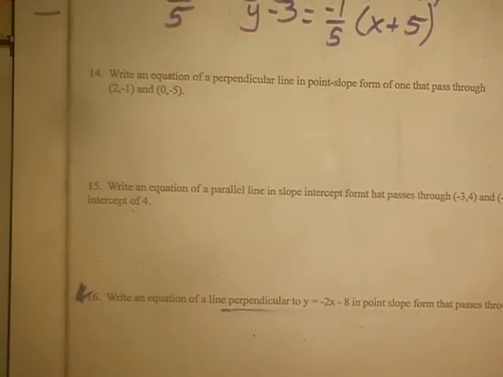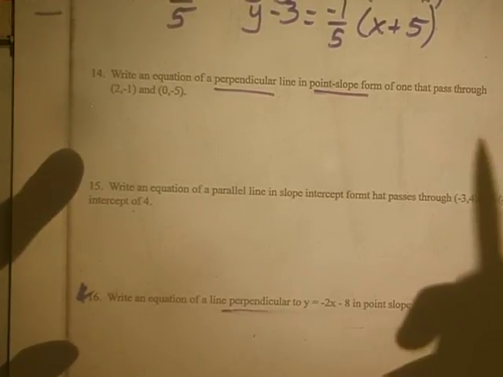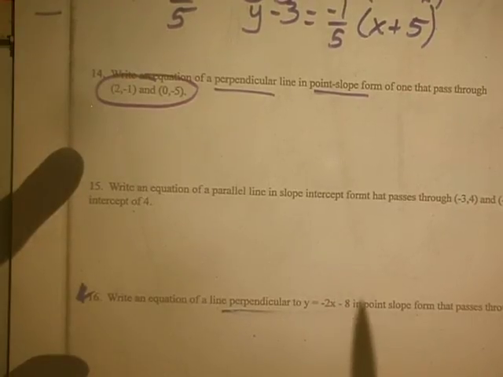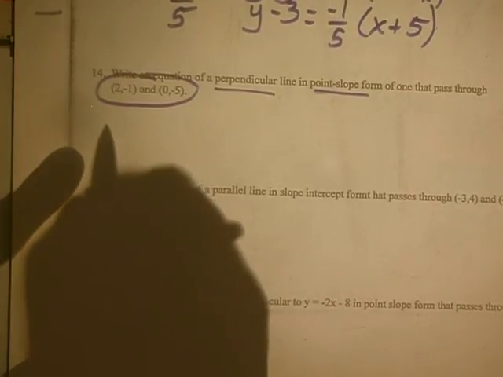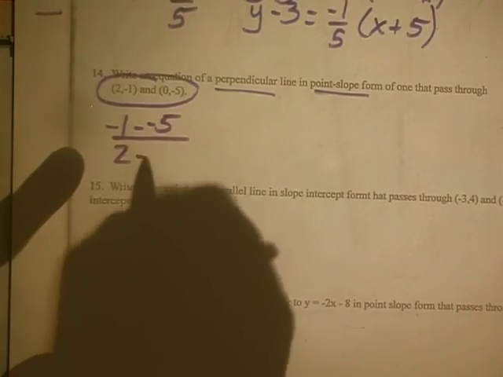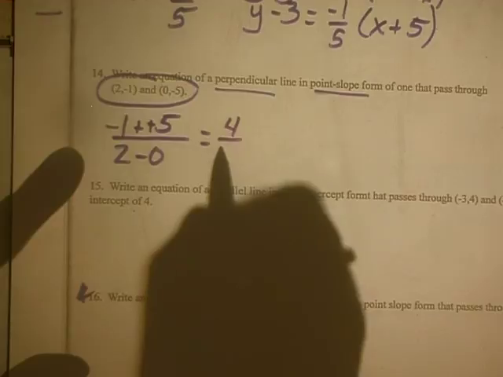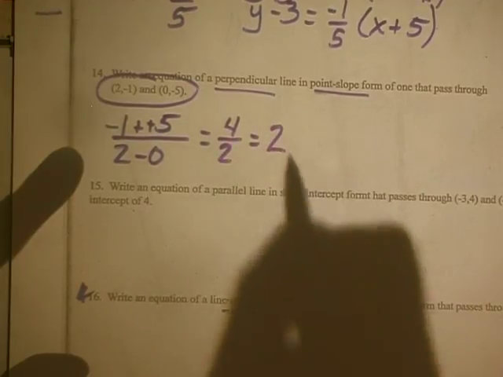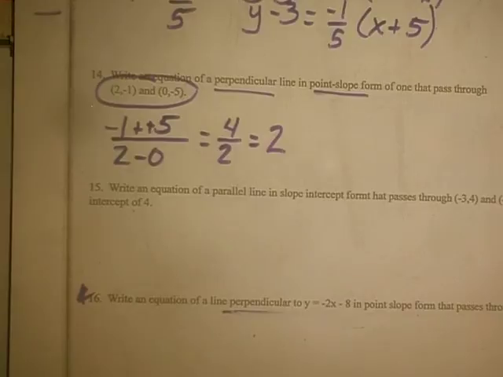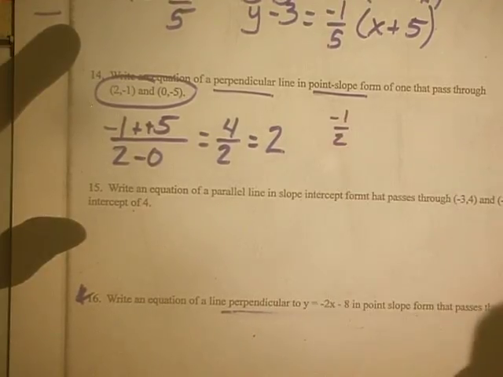Number 14 asks us to write an equation of a perpendicular line in point slope form that passes through these 2 points. First thing we need to do is the slope. Negative 1 subtract a negative 5 over 2 subtract 0, and you end up with 4 over 2. So your slope is 2. But we don't want that slope. We want the slope of a perpendicular, so that will be the negative reciprocal. So that would be negative 1/2.